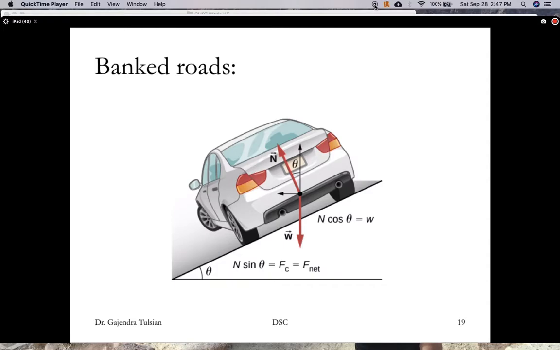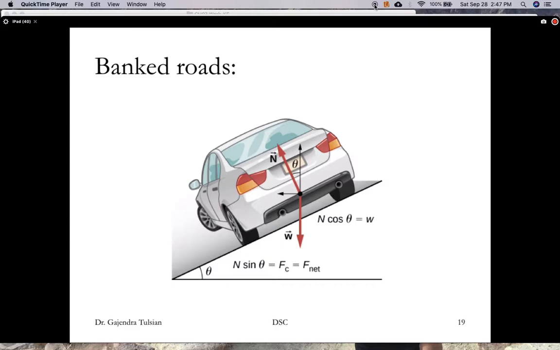Now, if you bank a road and there's the center of the circle, you need a centripetal force in this direction. Here's what will provide the centripetal force. The normal force, the force that the road exerts on the car, is in that direction. It's perpendicular to the road. This component of the normal force will balance the weight, and this component of the normal force will provide the centripetal force.